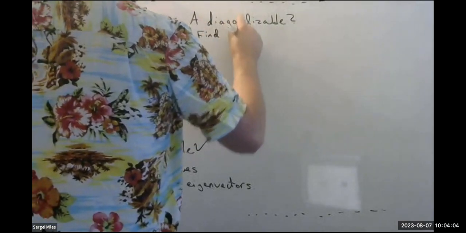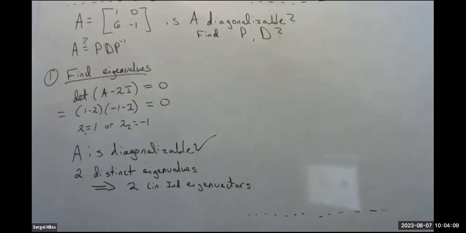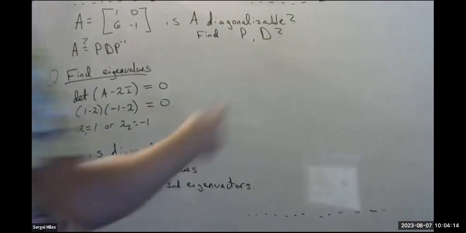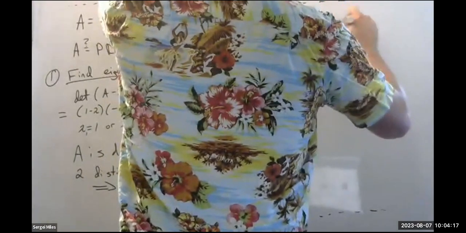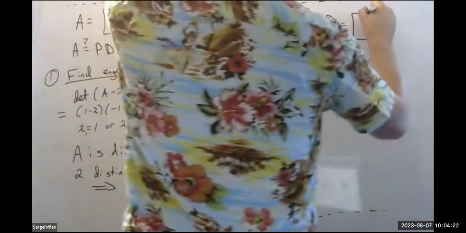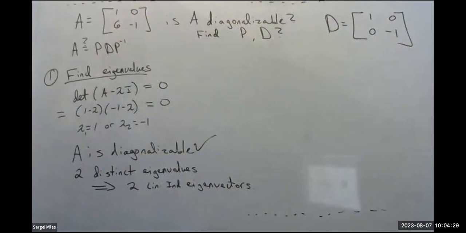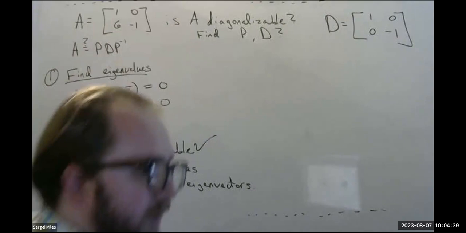Okay, that's fine. But what if the question says find P and D, right? I want to find the matrices that make it diagonalizable. All right. Well, from step 1, we've already found D. D is a diagonal matrix with our eigenvalues. So we have 1, -1, 0, 0. So great, we found our matrix D. All that's left then is to find the matrix P. How do we find P? I need to find the eigenvectors.